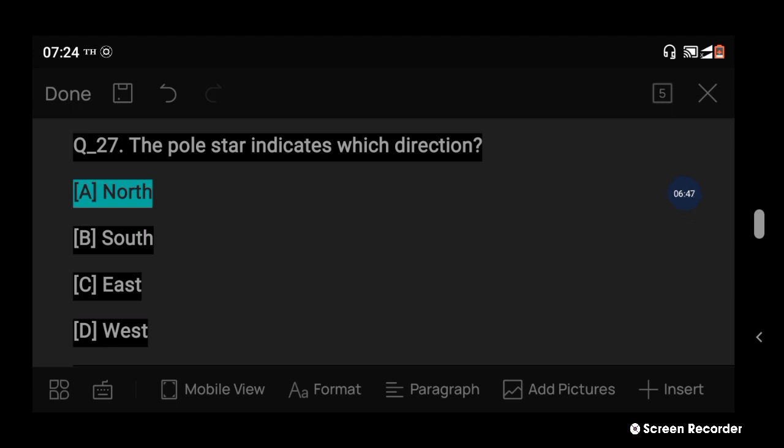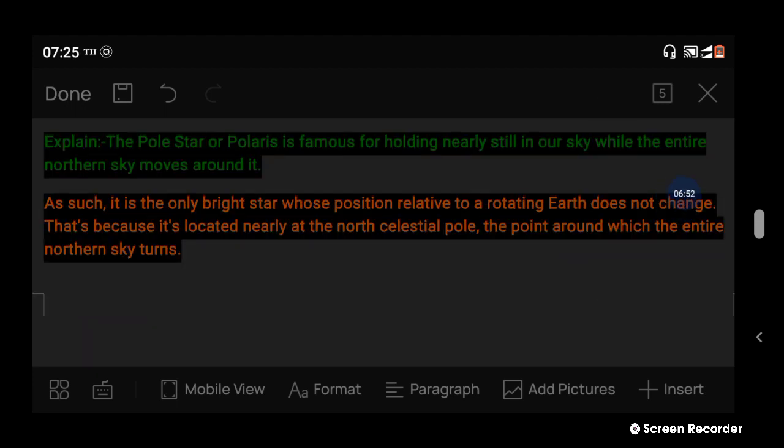Number A, north. The pole star indicates this direction. Question 27 explanation: The pole star or Polaris is famous for holding nearly still in the sky, while the entire northern sky moves around it.